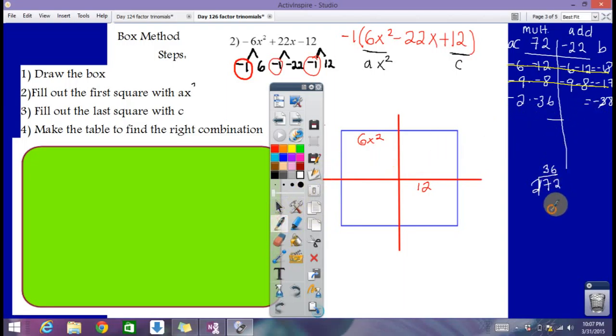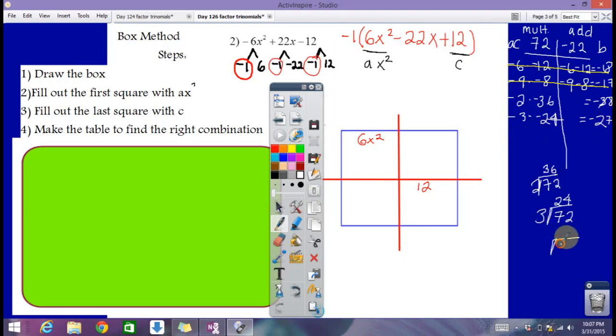We can also try dividing by 3, and we're going to get 24. So that seems really near 22. So negative 3 times negative 24. When you add them, it gives you negative 27. So no, not that one.